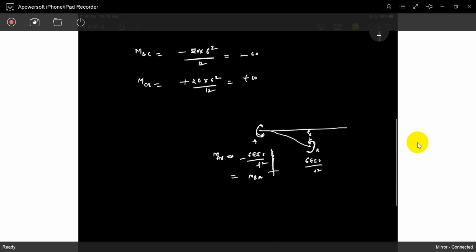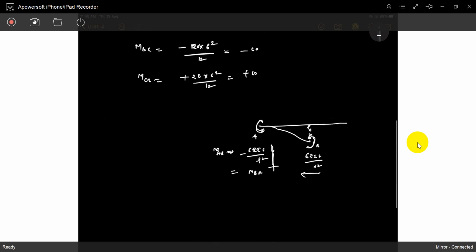Because see, it is developed anti-clockwise. This is also anti-clockwise. But for fixed end moments, one is clockwise, one is anti-clockwise. If there is a certain load, how are the moments developed? Moments are developed in this direction and in this direction. These are the fixed end moments. These are the support settlements. Based on the support settlements, both are anti-clockwise.